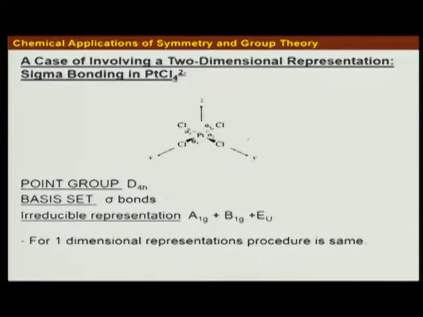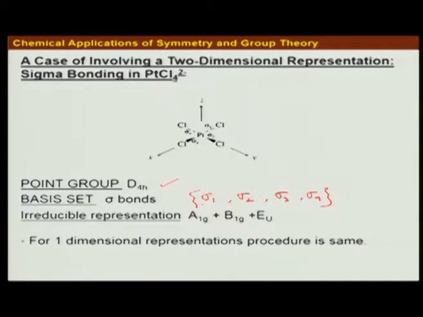The first step is to identify the point group symmetry. For the square planar complex, it is D4h, right? You should be able to readily identify the point group of any given molecule by now. Then we have to choose the basis function. Here also we will consider the 4 sigma bonds, taken to be sigma 1, sigma 2, sigma 3 and sigma 4, and we will use these as my basis functions. So sigma 1, sigma 2, sigma 3 and sigma 4 will constitute my basis set. That was my step 2, and it is still not complete.